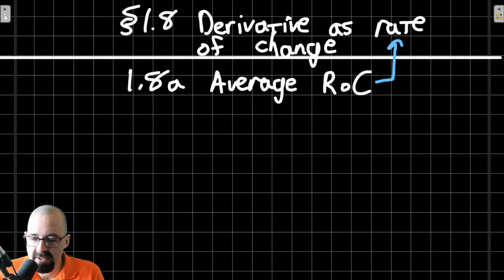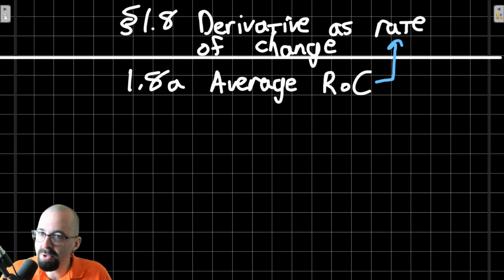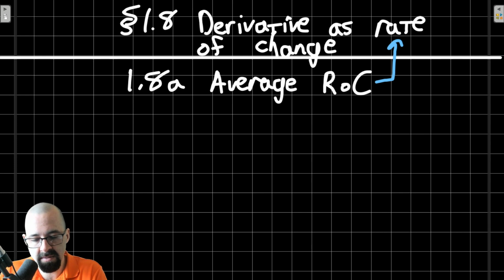Goodness. So the average rate of change is average slope. Rate of change is slope. So average rate of change is average slope. So this formula I'm about to give you for the average rate of change is just a slope formula. Okay, so let's start with that.